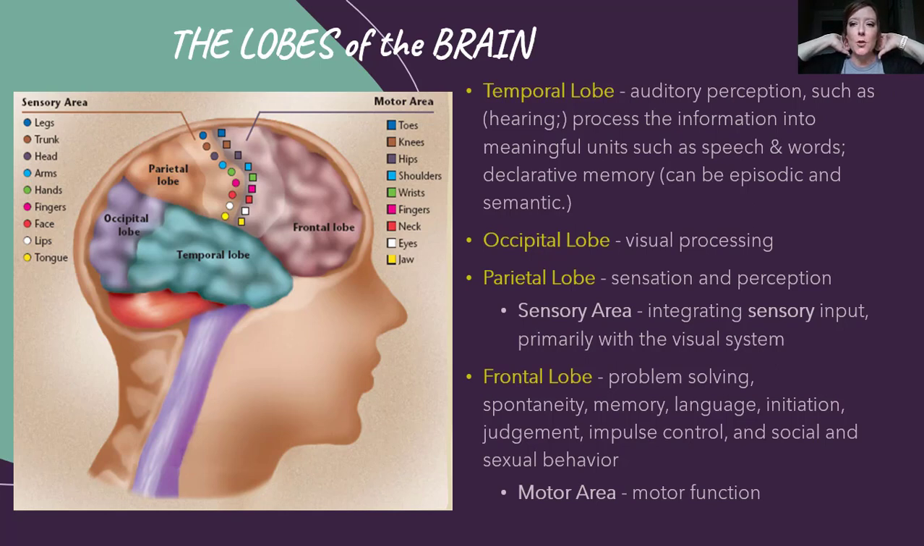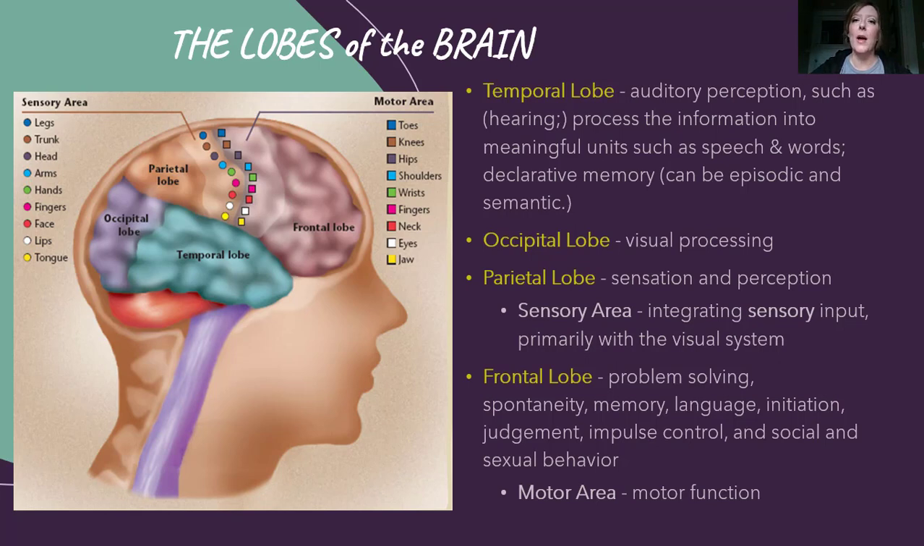This is for auditory processing, what you hear. It also processes that information into meaningful units such as speech and words. It's also responsible for memory processing, and that is going to be episodic memory and semantic memory. Just to file that away in your brain. We're not going to talk about the different kinds of memory quite yet.